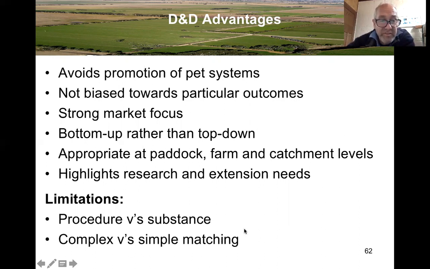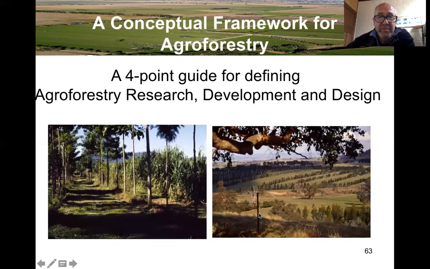The limitations: it is a procedure. People would argue, where's the substance? Just go out there and plant trees. And maybe it highlights the complexity of the combinations rather than just providing simple best bets. But I would argue that the complexity is not necessarily a bad thing if it reduces risk and uncertainty and engages people.